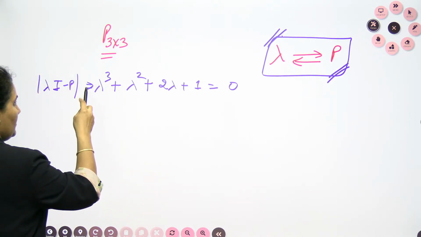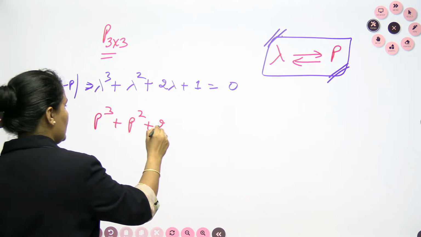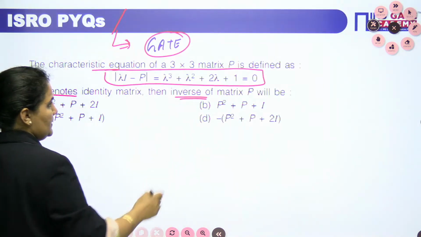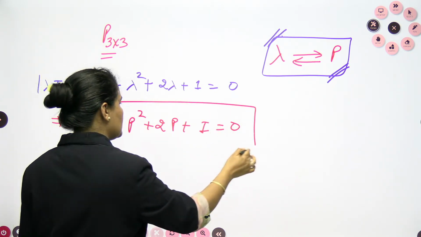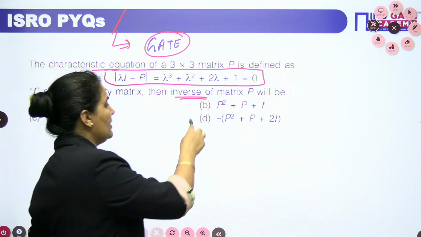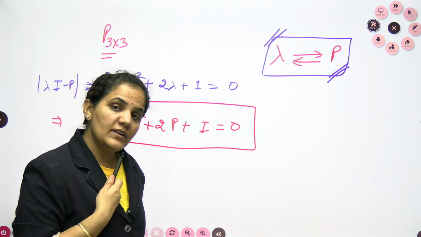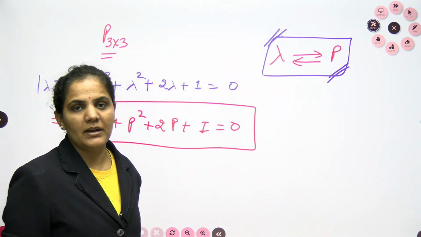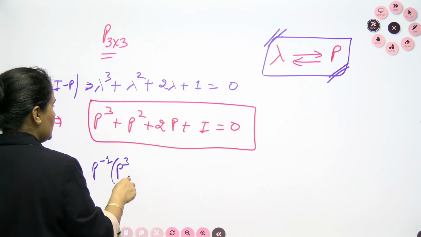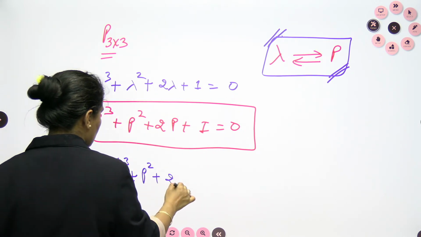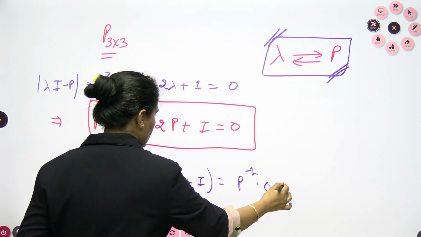So in the complete characteristic equation, in place of lambda, I am going to write P. It will be P cube plus P square plus 2P plus I equals 0. This is my equation. I need to find the inverse of P, P inverse. If we need to find P inverse, what will we do? We will multiply this equation on both sides by P inverse. So P cube plus P square plus 2P plus I equals P inverse into 0, which is 0 only.